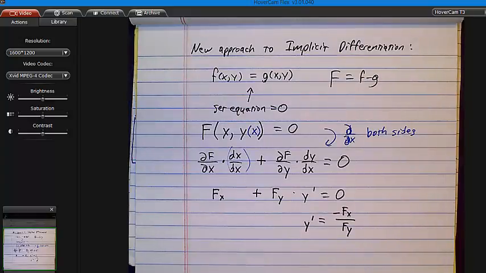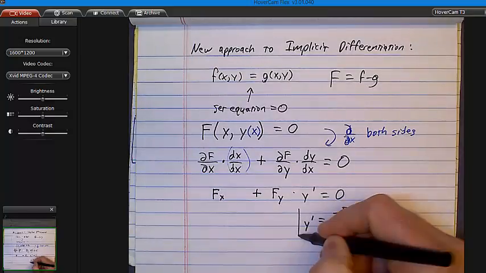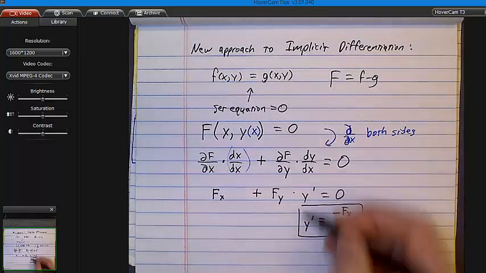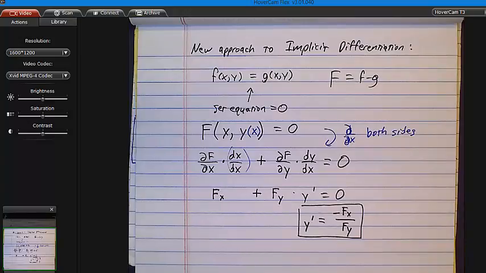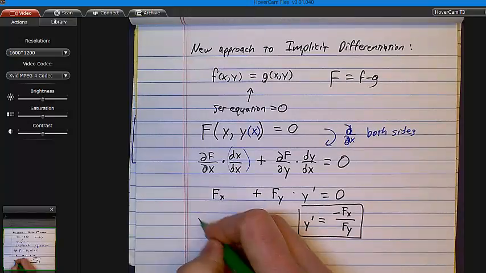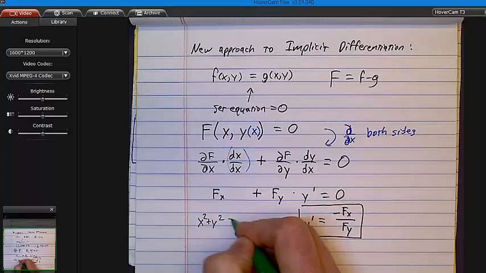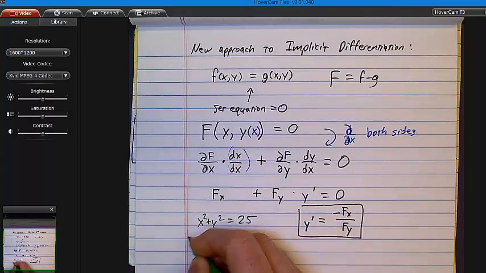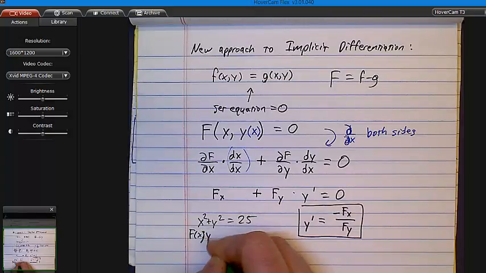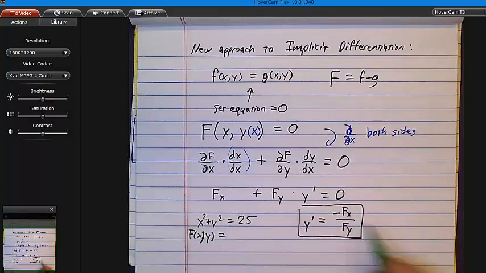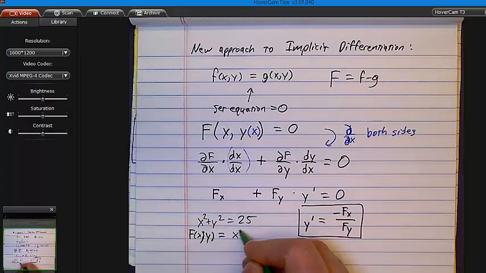So back to my example. Now that we have our magic formula for implicit differentiation, back to the example. We had x squared plus y squared is 25. We said let's write it as big F of x, y is x squared plus y squared minus 25.